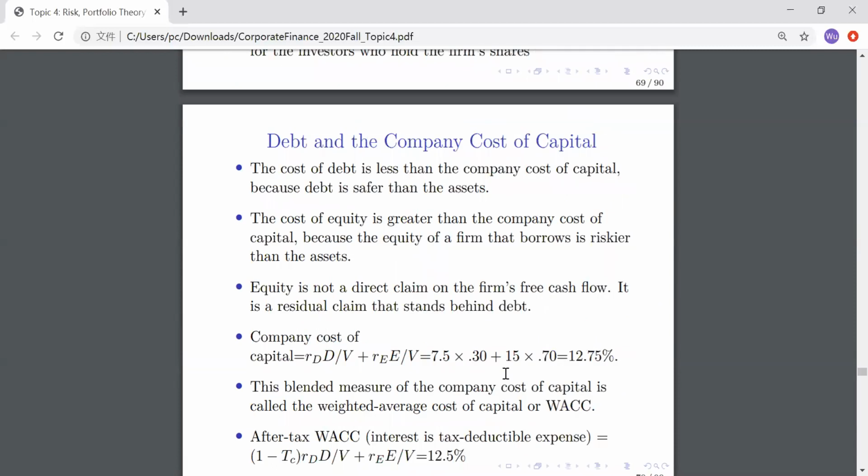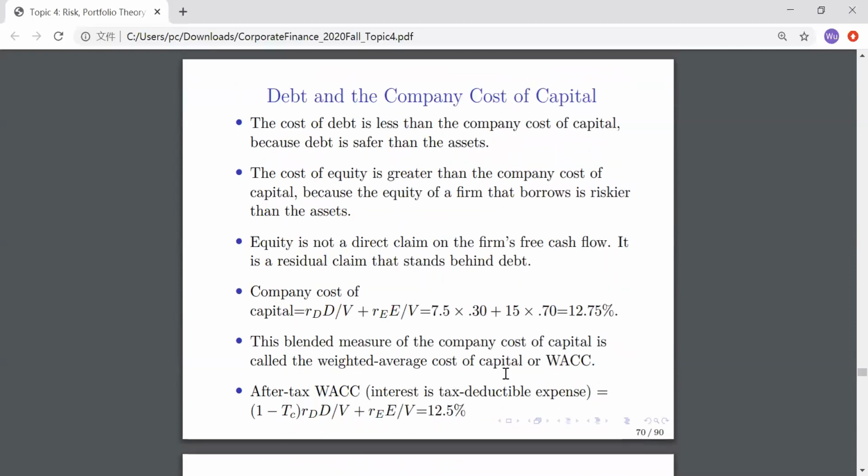So obviously you can see cost of equity is higher than cost of debt because equity is more risky than debt, right? So what is debt? Debt is just like a corporate bond, right? So that's why common stock is riskier than a corporate bond. That's why investors of the common stock require higher return, right? Because higher risk, higher return.